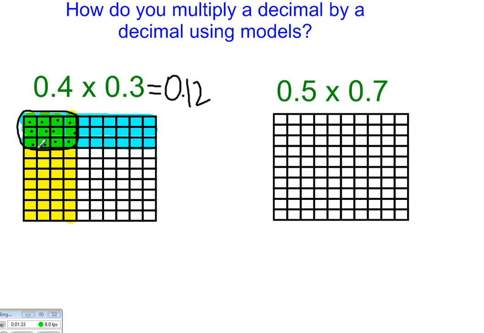And if you notice, the size of this product is much smaller than the factors that you started with. And that's because you're taking a part of another part, and you're multiplying decimals, which are pretty much equal to fractions. So when you're taking a fraction of a fraction or a part of a part, you're always going to end up with a smaller value. Let's see if that's true in this next instance.